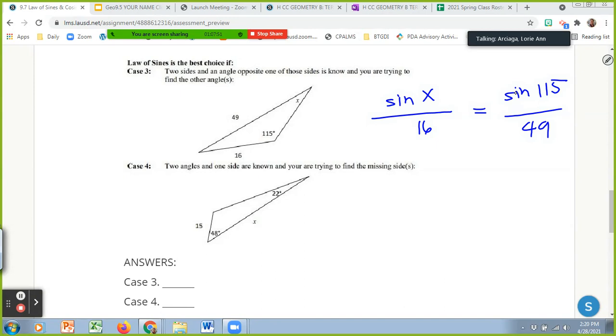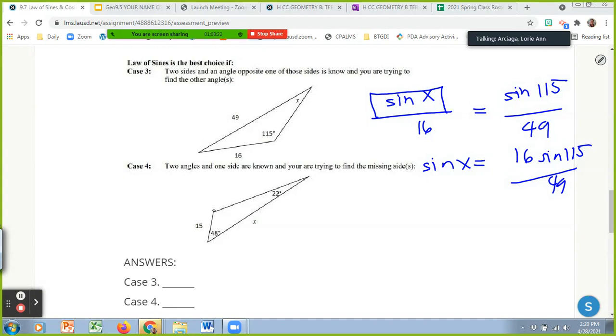Okay, work on that. Remember the trick I showed you last time? If you want to get this guy on the numerator, just toss this guy on the other side. So sine x equals 16 sin 115. I'm avoiding putting the 16 after the 115 because some students multiply them together before they get the sine. That's like a big mistake. Okay, finish that. That's case 3.